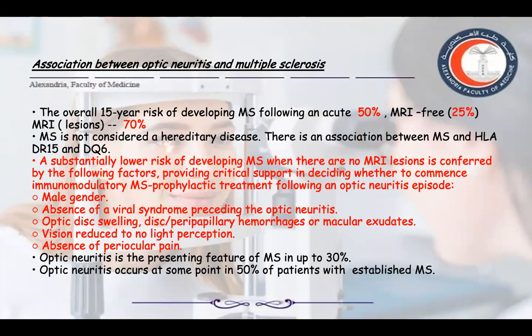Optic neuritis is the presenting feature, of course, in case of MS in 30% of the cases. And at some point, our MS patients will develop optic neuritis in 50% of them.